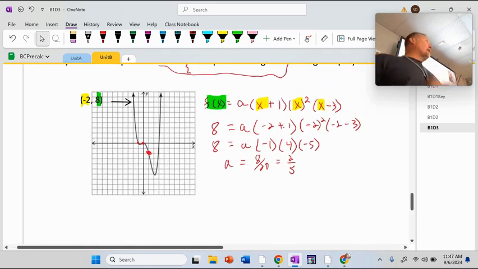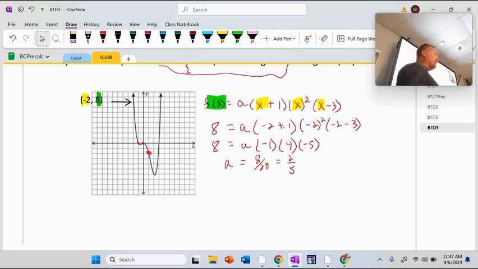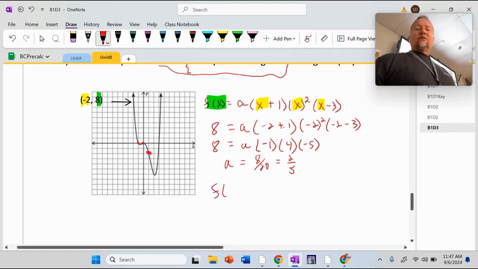Right? By the way, what if you got a negative there? Would that make sense? You made a mistake, right? So you better get a positive, and it should be. Now, how do I know if 2/5 is right? You really don't. You just got to trust yourself.